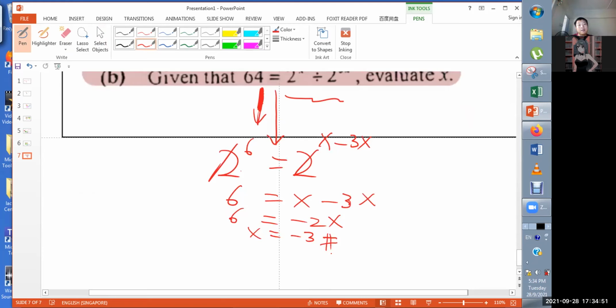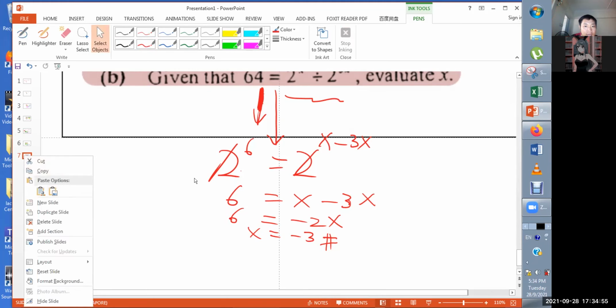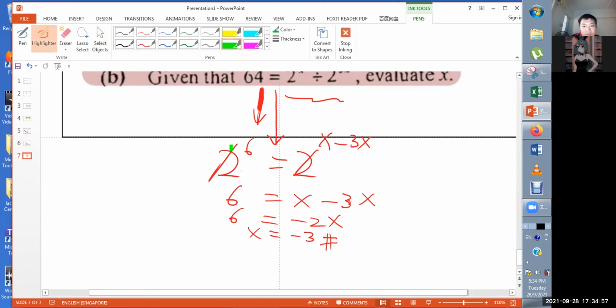Okay. So this question, right? This question is something like you need to cancel the 2. The important thing is you have the 2. You have the 2, you can cancel the 2. And then you're left with the 6 on the left, and then you're left with the x minus 3x on the right. That's why you form this equation after canceling the 2 side. Okay? Okay, good. Let's move on then.